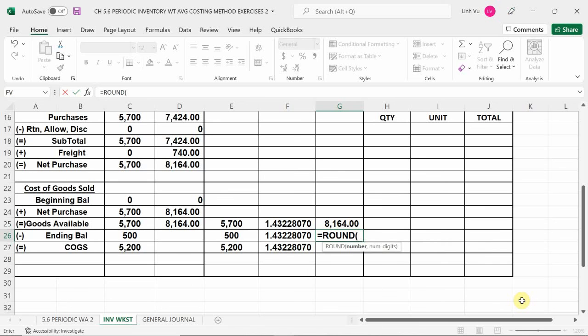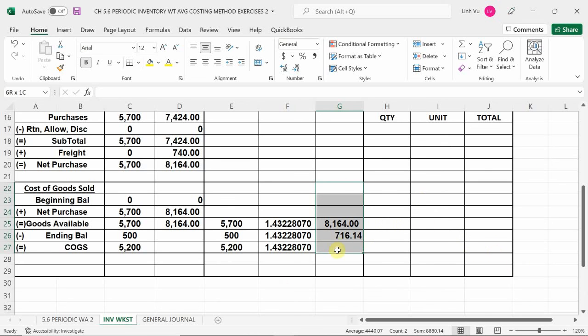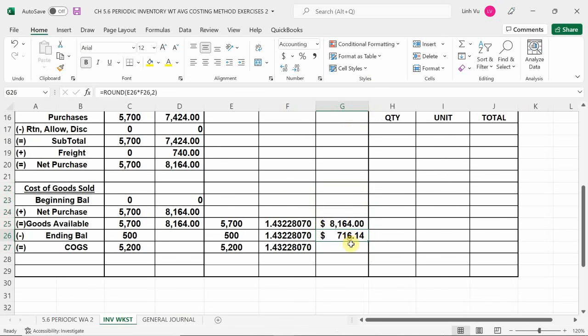Using the round formula, I want to know what 500 times $1.43228, in two decimal places, is going to get me. In this case, I already pressed enter by accident. So I got $716.14. And of course, you can apply this formula down below as well.